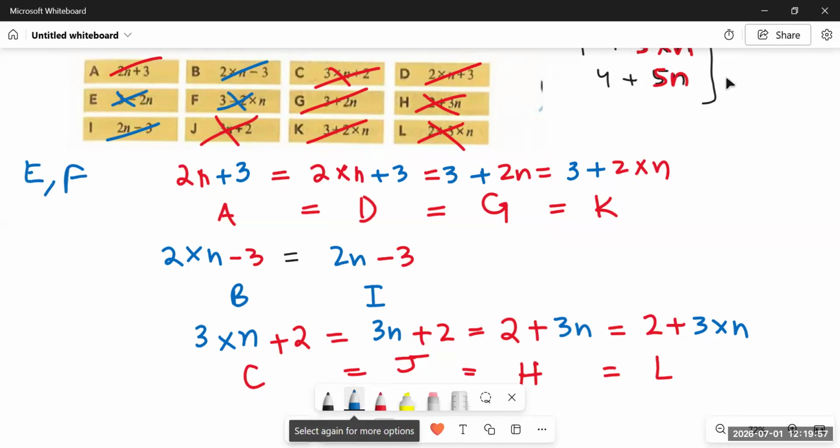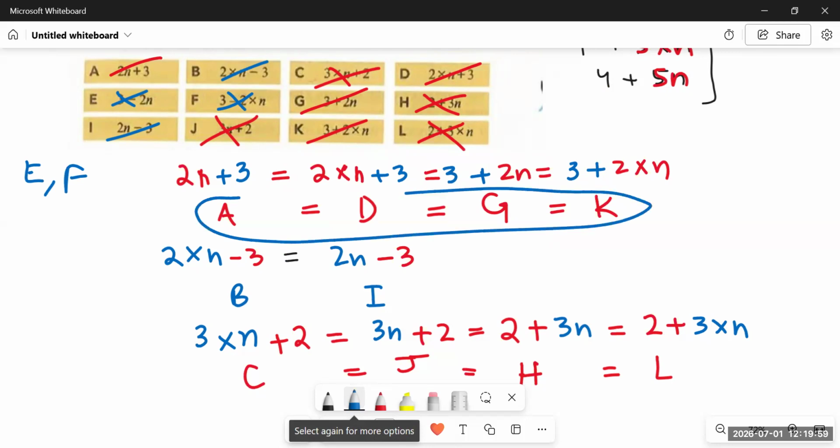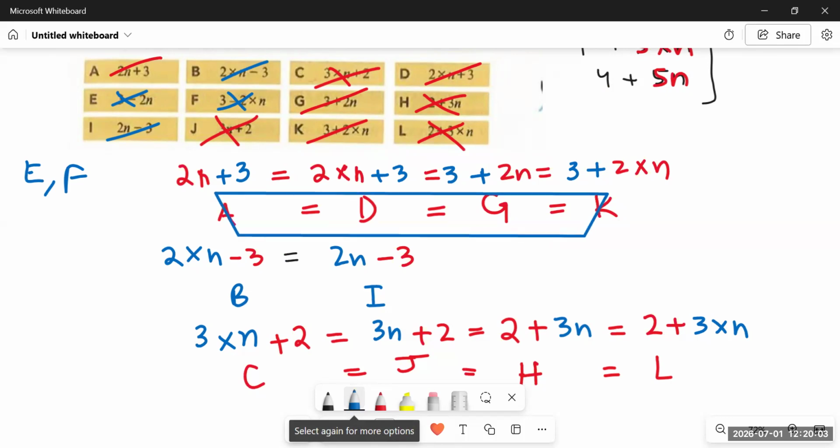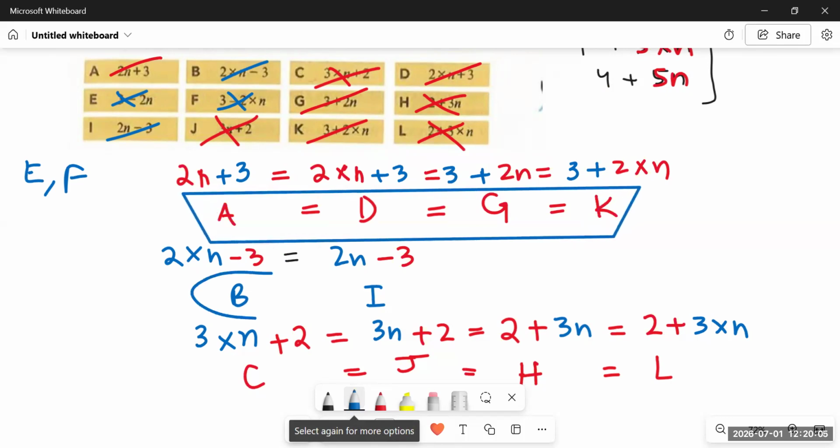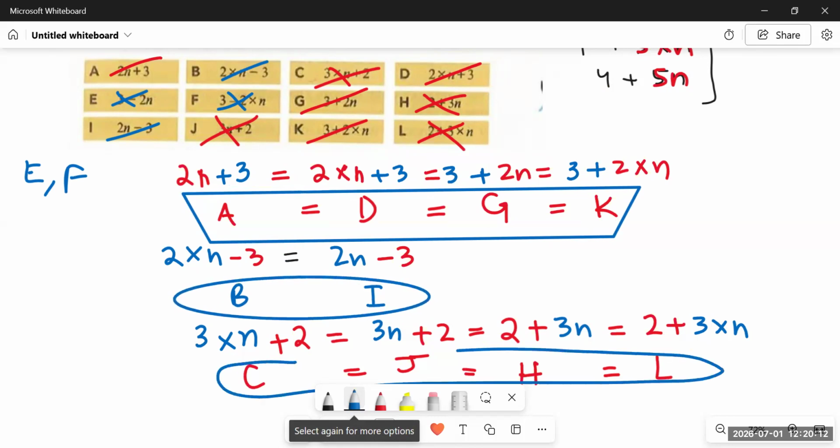So we can say that A, D, G, K are equivalent. Then B and I are equivalent. And finally C, J, H and L are equivalent.